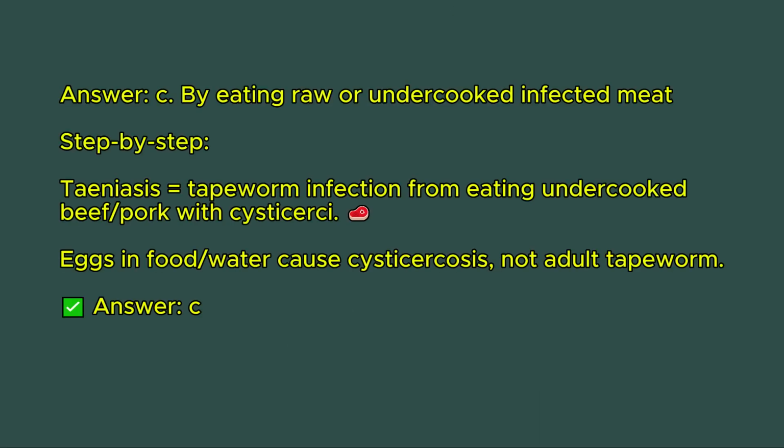Answer C. By eating raw or undercooked infected meat. Step by step. Teniasis is tapeworm infection from eating undercooked beef or pork with cysticerci. Eggs in food or water cause cysticercosis, not the adult tapeworm. Answer C.